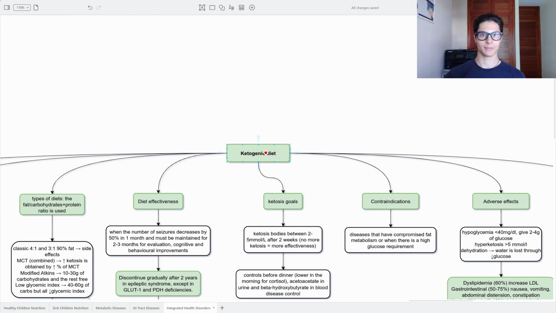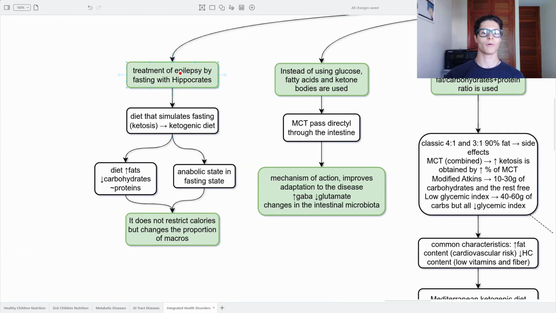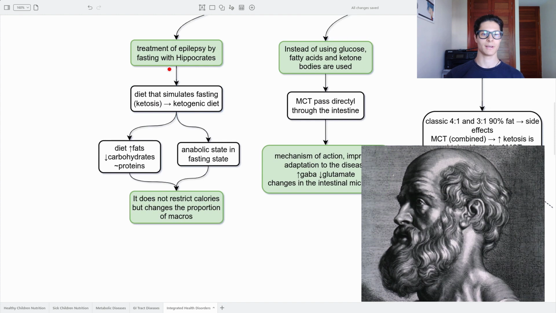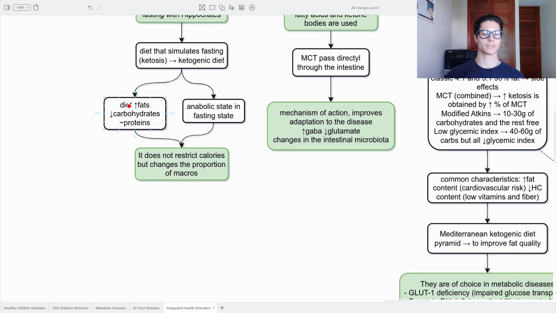And then last but not least, we have the ketogenic diet. So this started as a treatment for epilepsy by fasting with Hippocrates. So basically, Hippocrates saw that if we treated epilepsy with fasting, it improved. And this diet, what it does is simulating fasting. The diet consists of high fats, low carbs, and moderate proteins. It's basically an anabolic state in a fasting state.